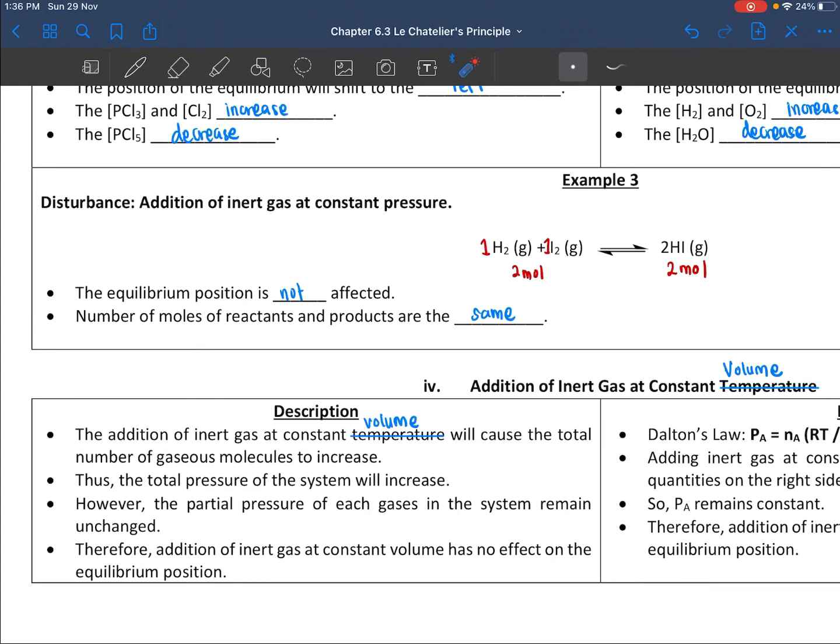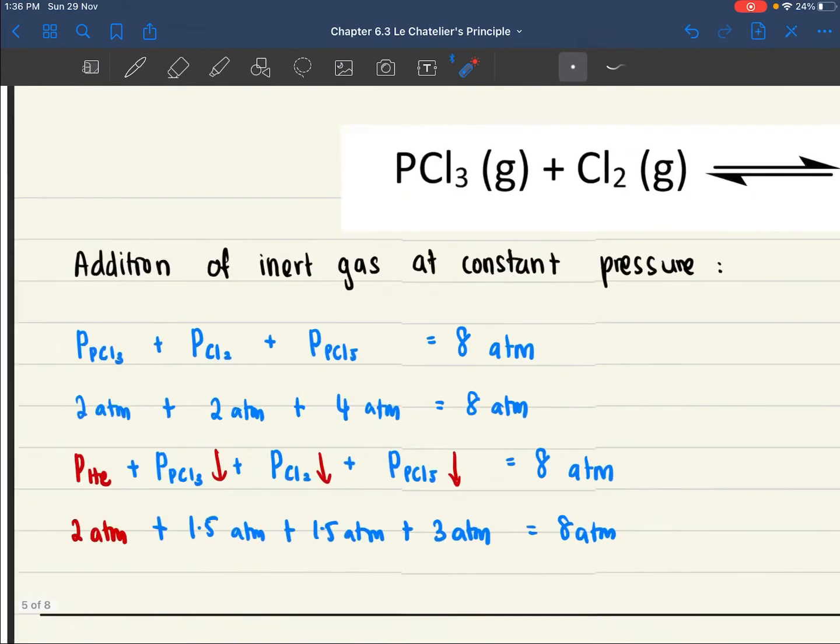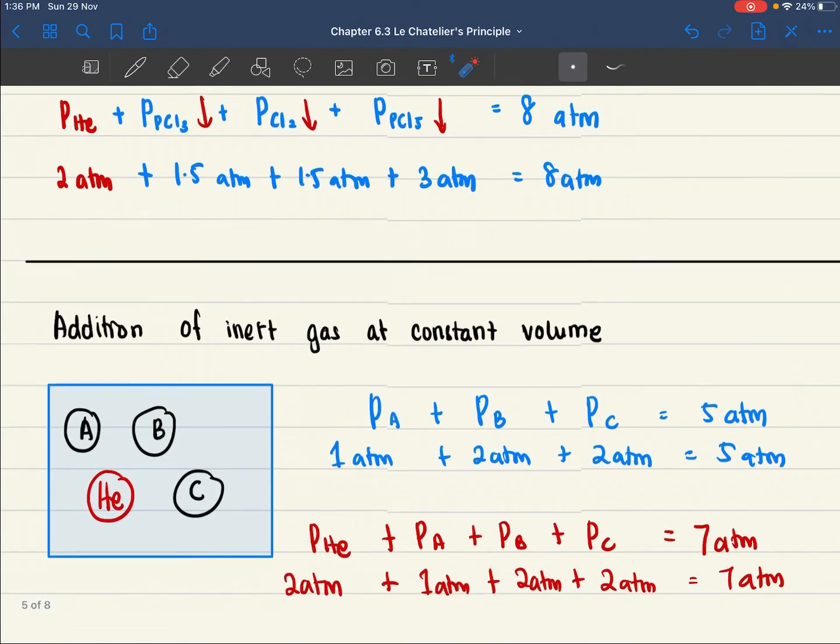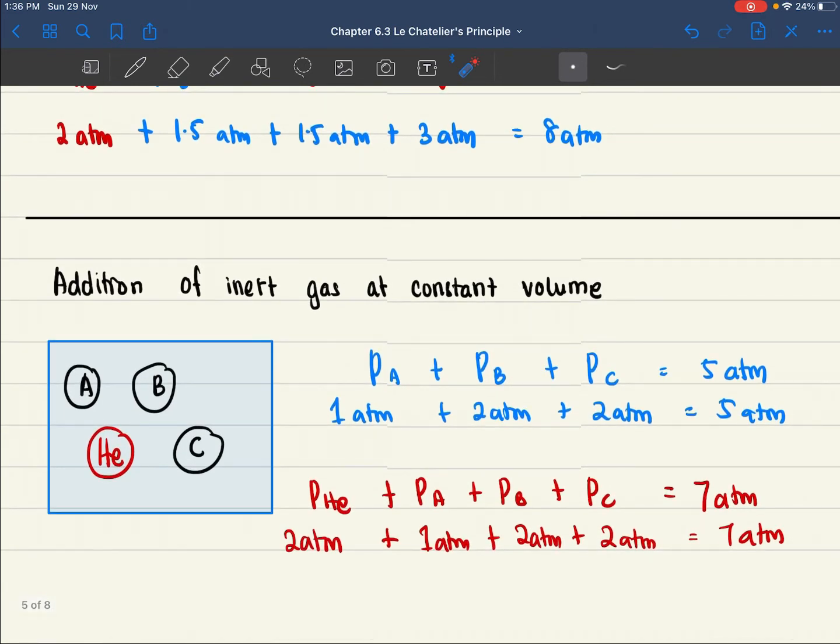So dia actually addition of inert gas at constant volume will not affect the equilibrium. Okay, so kita nak faham lagi explanation this one. So saya pergi page yang seterusnya. Tadi kita belajar addition of inert gas at constant pressure. So sekarang addition of inert gas at constant volume.